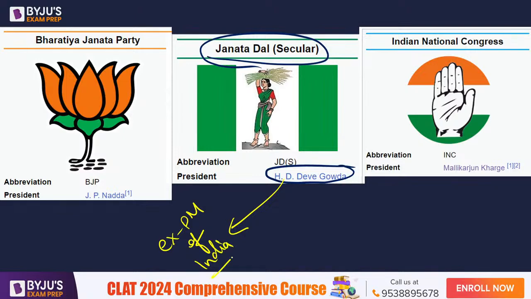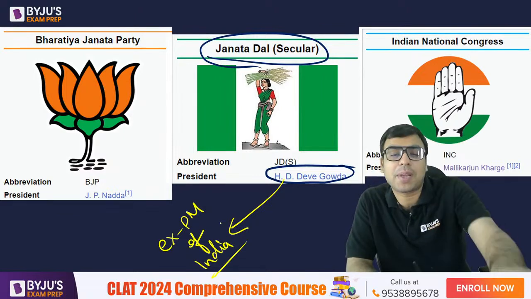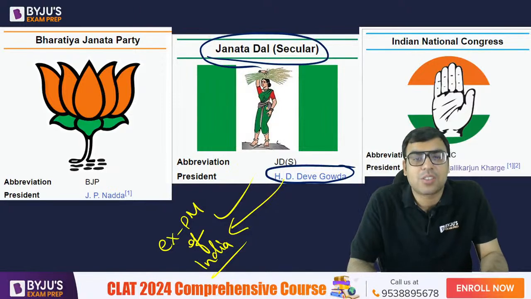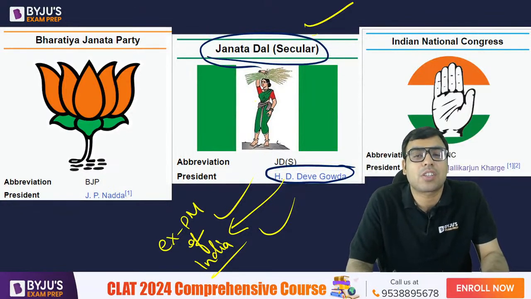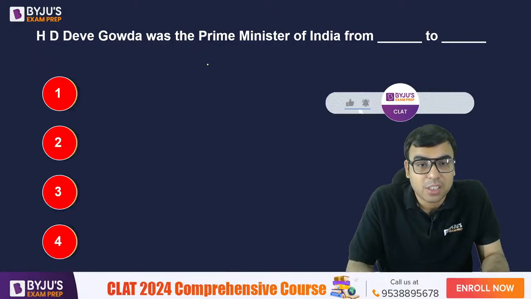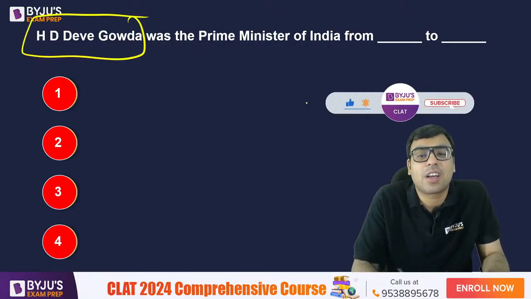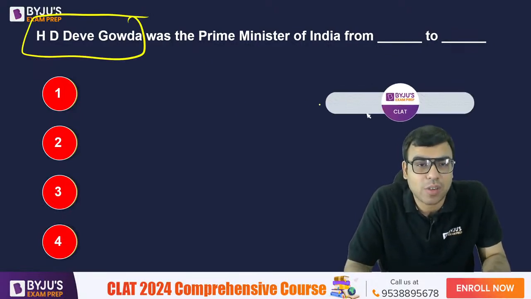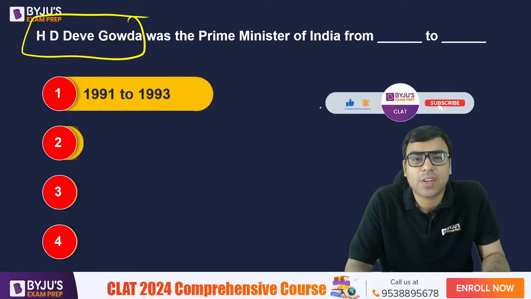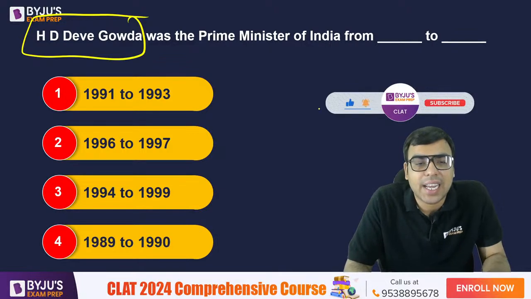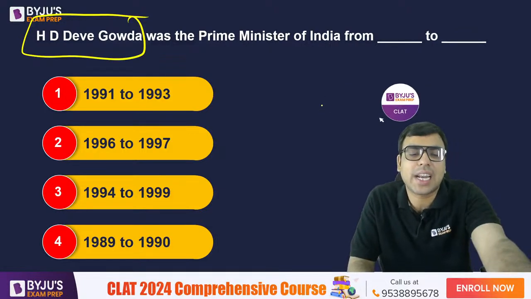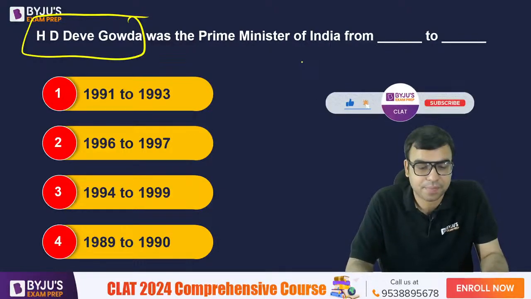I hope you are aware of this. Very few people are aware of this. So JDS, Janata Dal Secular, is also a party in Karnataka, and the president of this party was once the Prime Minister of India. So the question is, Mr. HD Deve Gowda was the Prime Minister of India from dash to dash. Your options are 91 to 93, 96 to 97, 94 to 99, 1989 to 1990. What is the right answer to this question? Tell me.